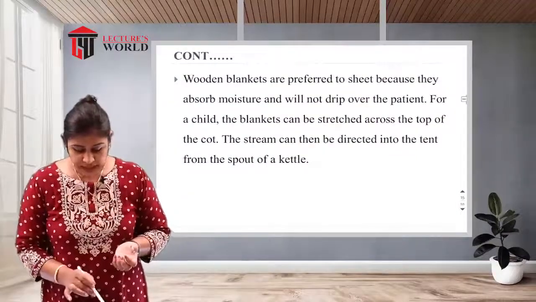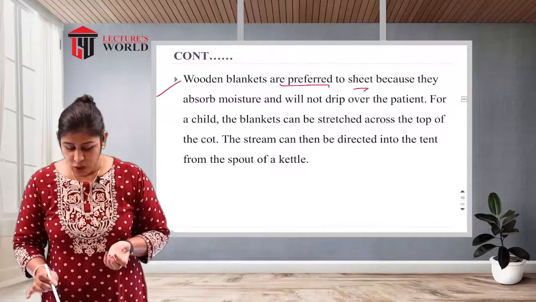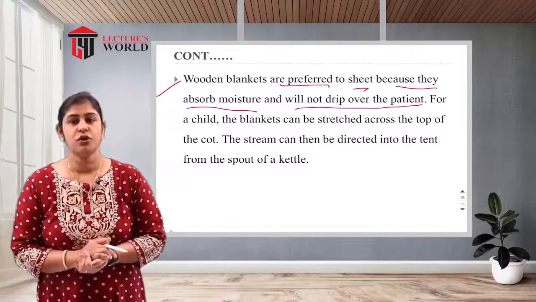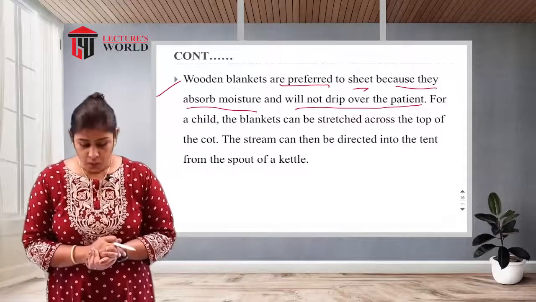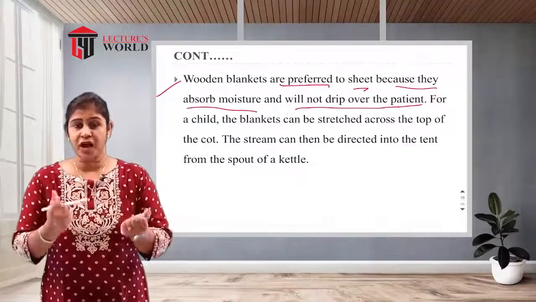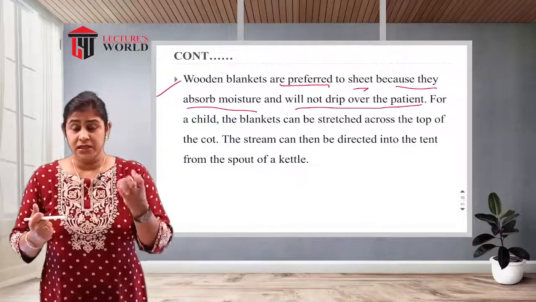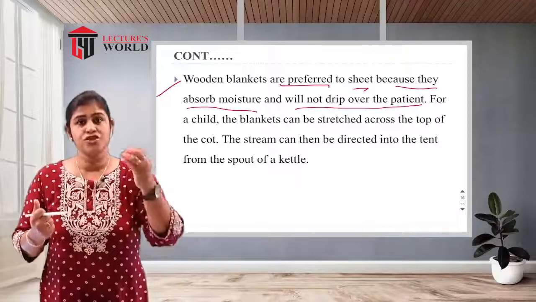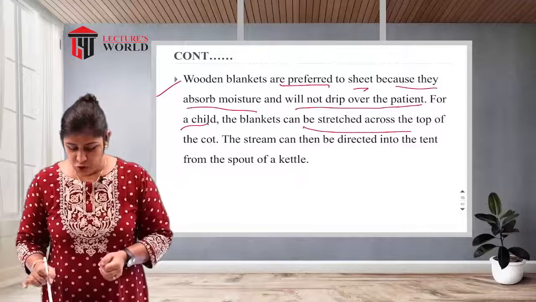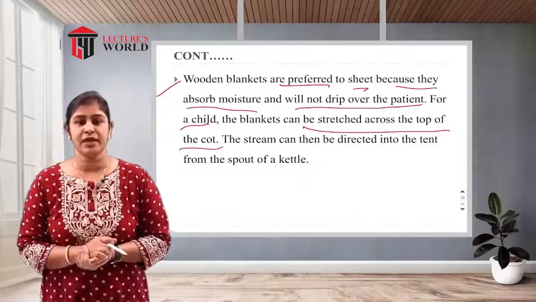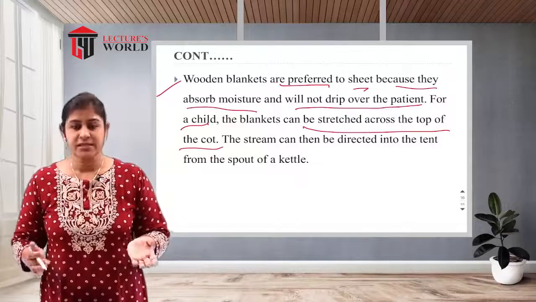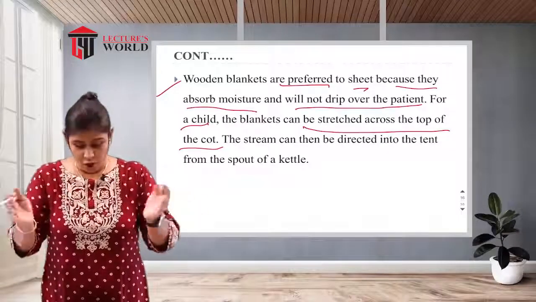Woolen blankets are preferred to sheets because they absorb moisture and will not drip over the patient. So basically we use woolen blankets because they absorb the moisture fast, and from that the vapors do not drip over to the patients. For a child, the blanket can be stretched across the top of the cot.